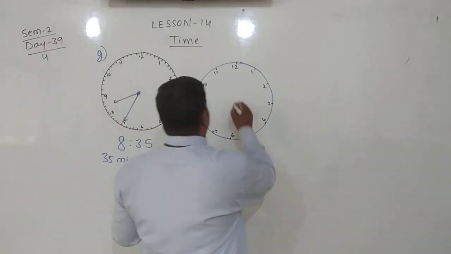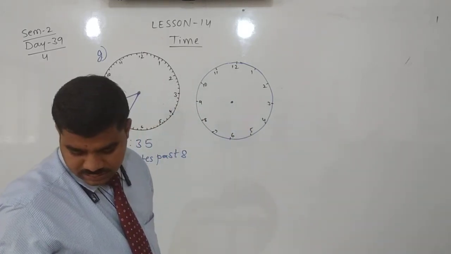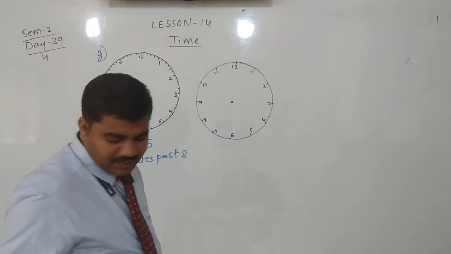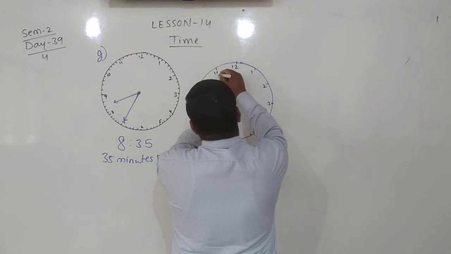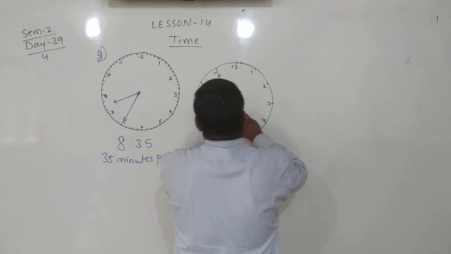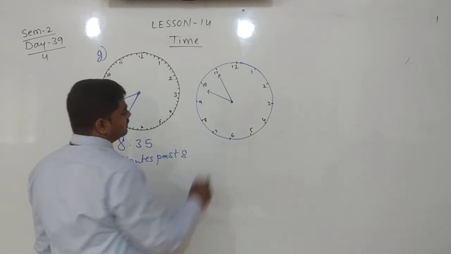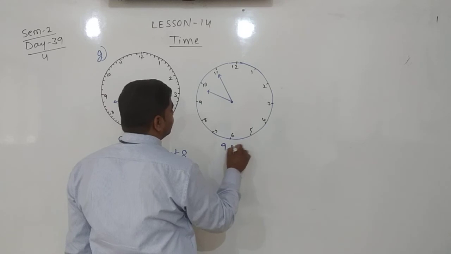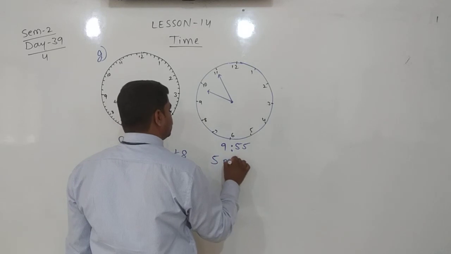Yes, and the last clock. It shows the minute hand is at 11 and the hour hand is just before 10. Yes, the longest hand is the minute hand. Here this is the shortest one, the hour hand. Then we can write, just before 10 means 9:55. 9:55. 5 minutes to 10.